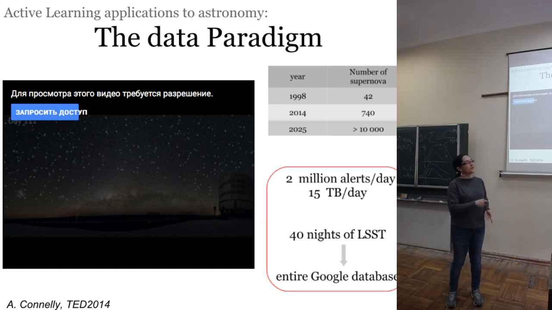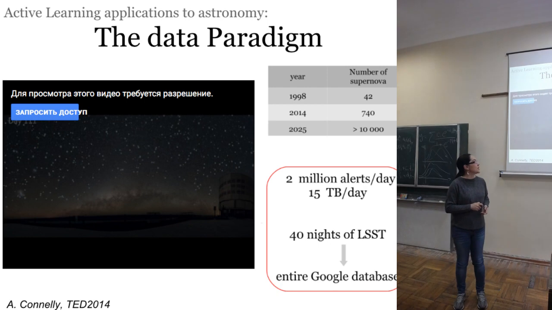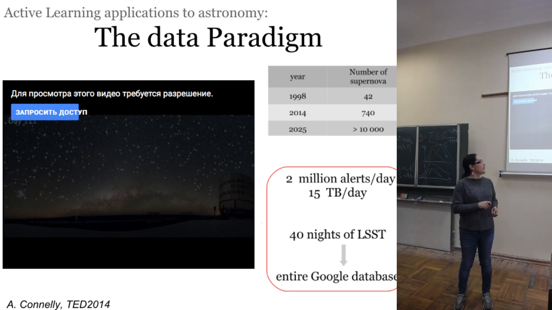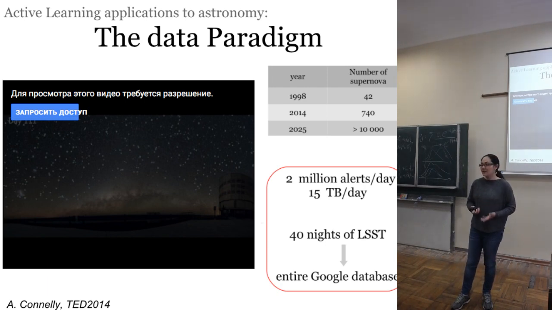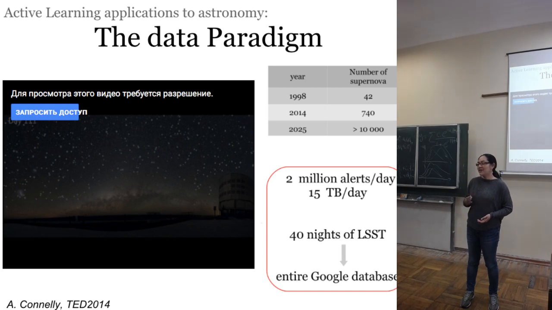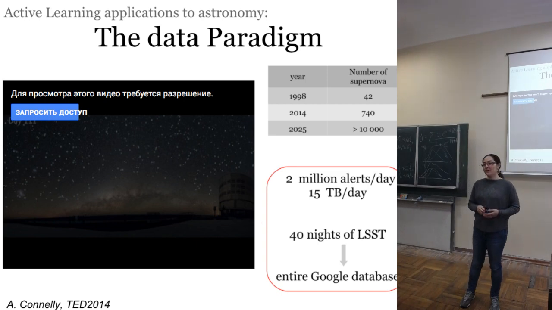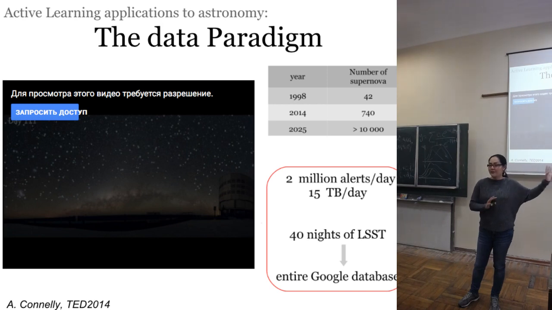The first results of 1998 had 42 supernovae. The JLA sample now has 740. We can think that we have around 1,000 type 1a supernovae. And by 2015 to 2025, we expect to have more than 10,000 type 1a supernovae. This means that LSST will have 2 million alerts a night, or 15 terabytes a day. And 40 nights of LSST is equivalent to the entire Google database, and LSST will run for 10 years, right? We will never have spectra for all these objects.